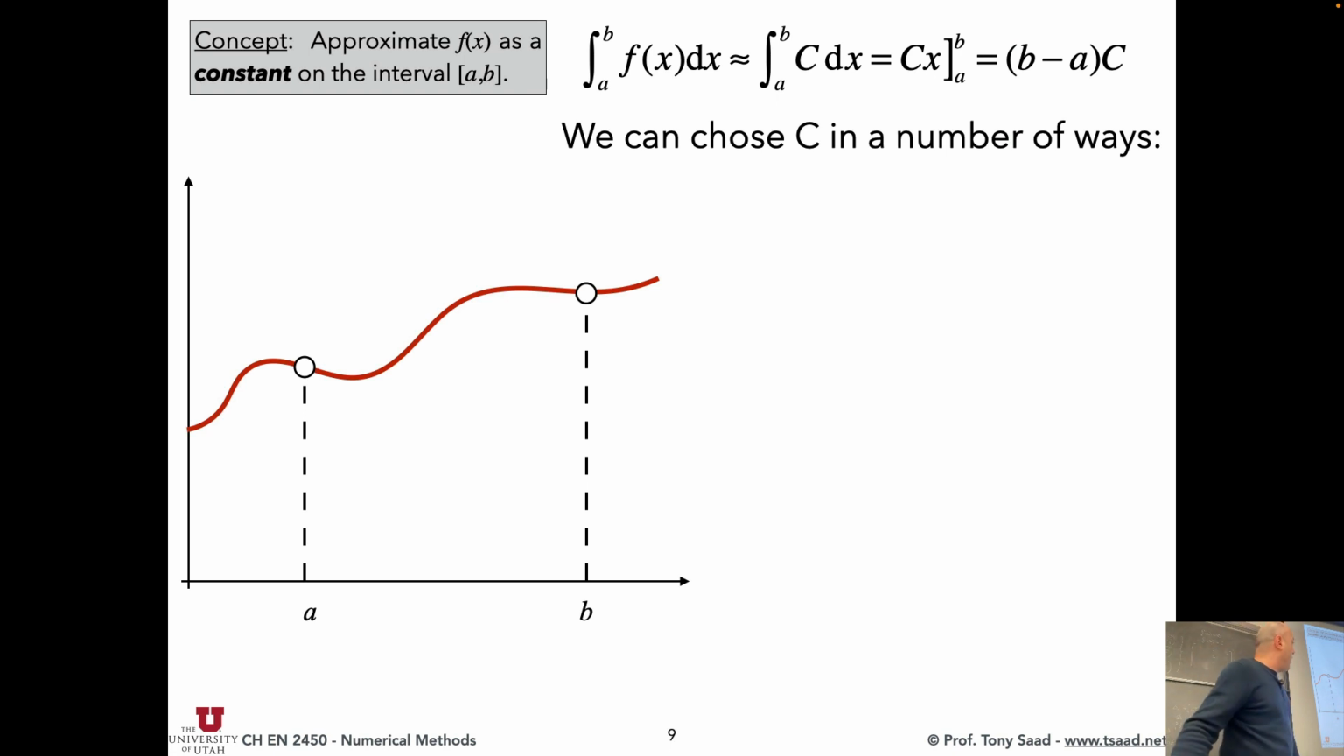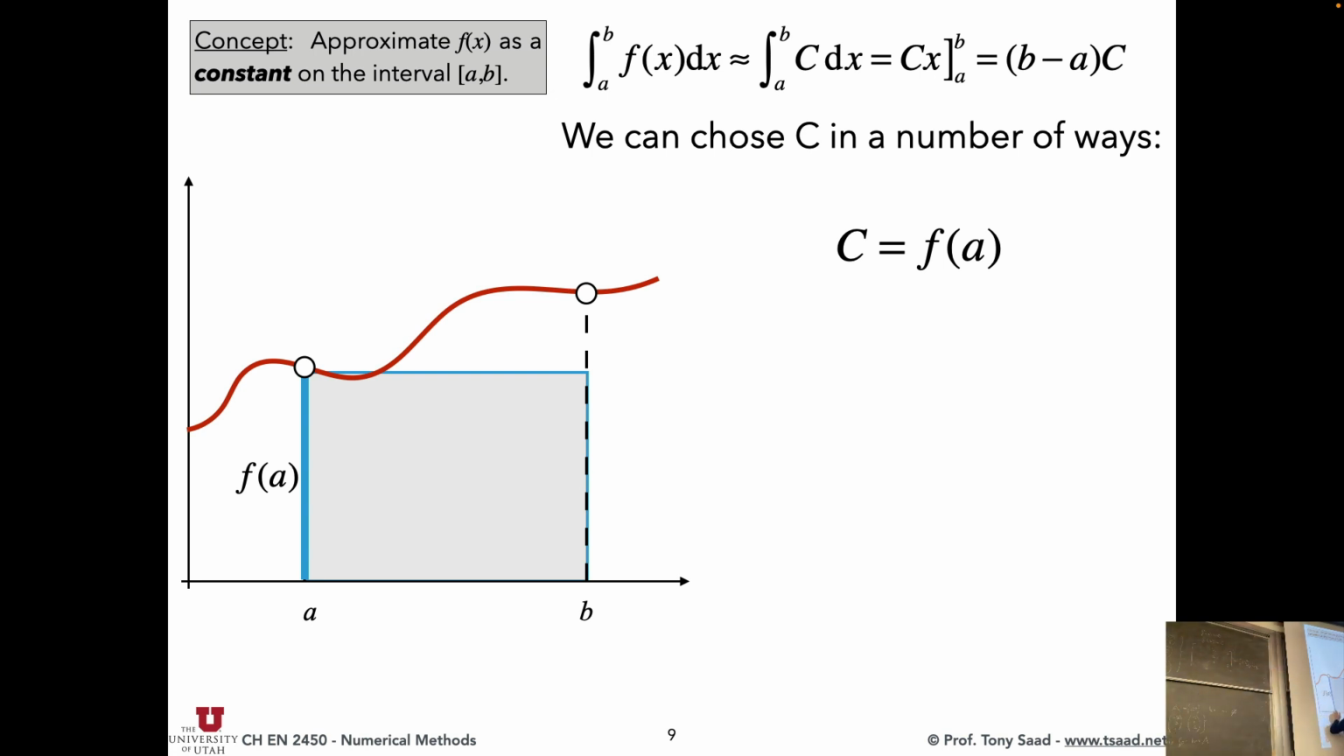One of the ways to choose the constant is to say, I'm going to approximate this entire function over the interval a and b by the value at a, f of a. So if you choose f of a as your constant, then you're approximating the area under the curve by that rectangle, f of a times b minus a. You approximated the entire red curve by that horizontal line, f of a, so you're committing an error, clearly. Might not be the best choice, but it's a choice.